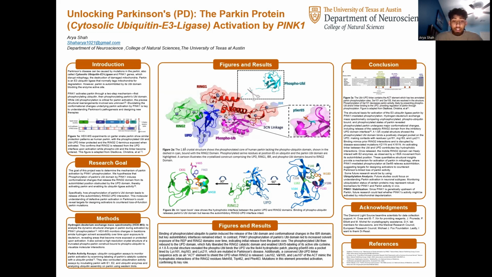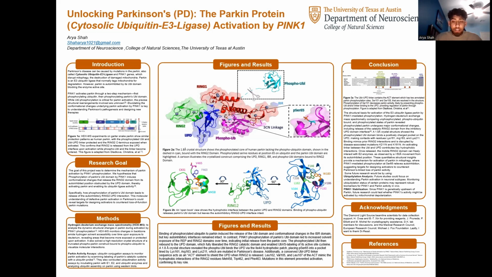The methods: hydrogen deuterium exchange mass spectrometry, which basically tracks changes in the Parkin when it's activated by phosphorylation. It also looks at the amide hydrogens on the protein backbone. These hydrogens can be exchanged with deuterium, which is a heavy hydrogen from water. Areas that become more exposed when Parkin is activated will exchange hydrogen faster.